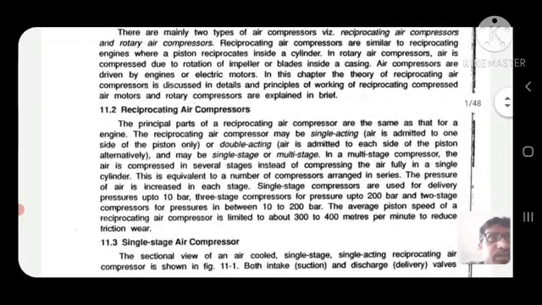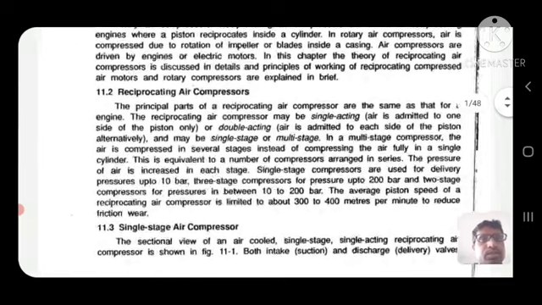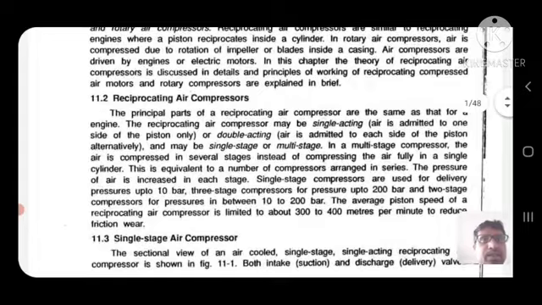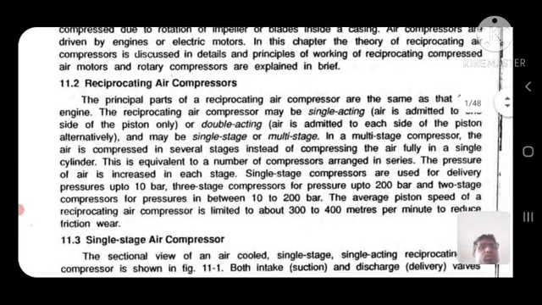Reciprocating air compressors are similar to reciprocating engines, where a piston reciprocates inside the cylinder. In rotary air compressors, air is compressed due to rotation of an impeller and blades inside a casing. Air compressors are driven by engines or electric motors.